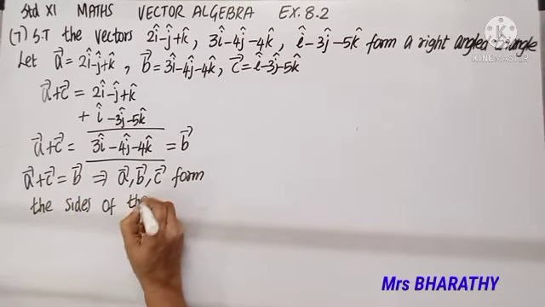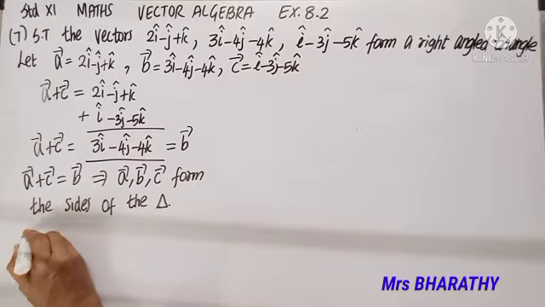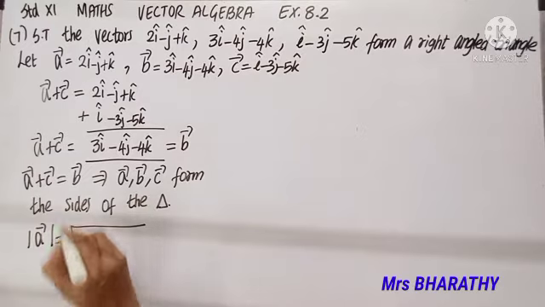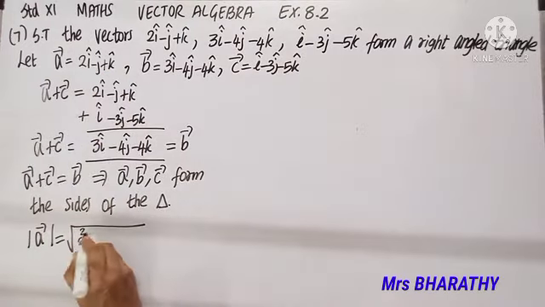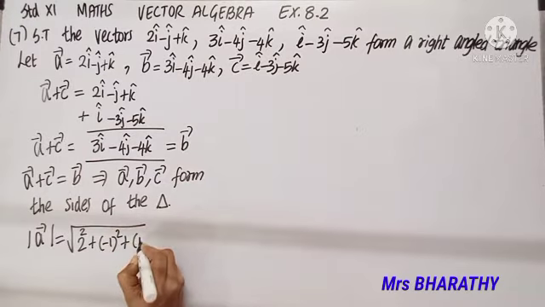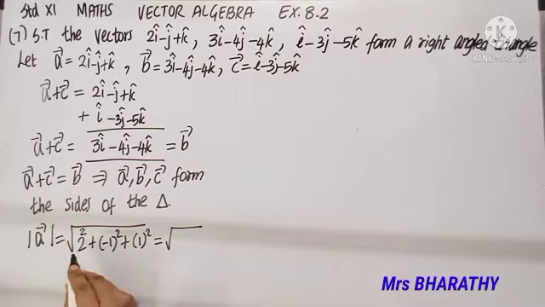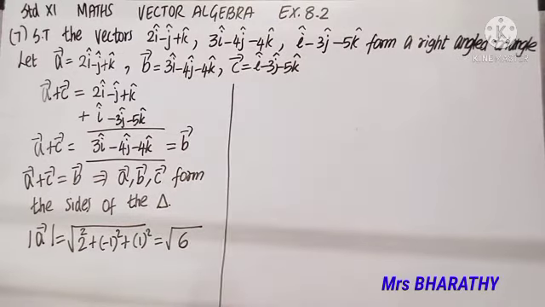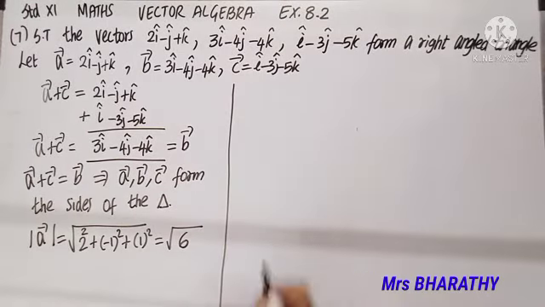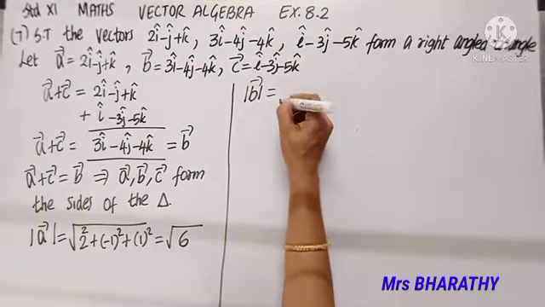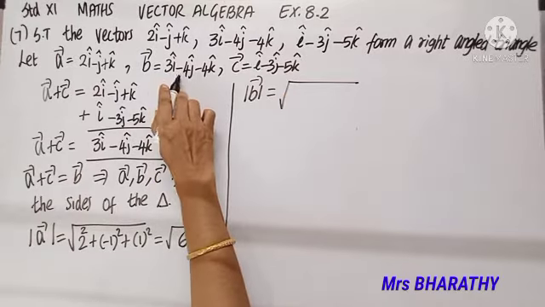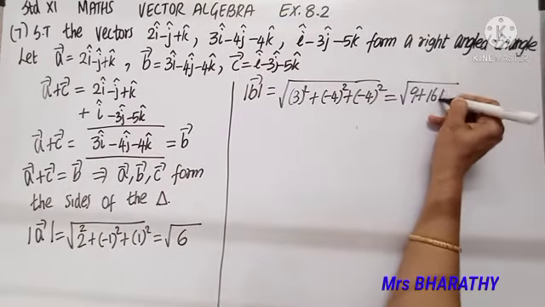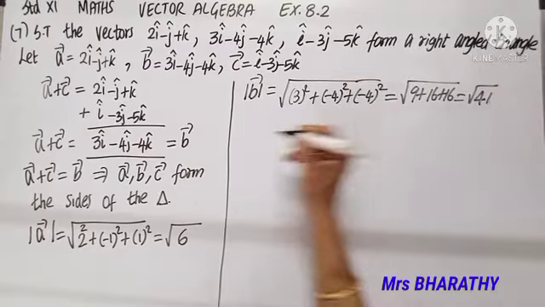Once I know the sides, let me find out the lengths of it. So what is modulus of A? It is squares to be added. 2 square plus minus 1 square plus 1 square. As I am simplifying, it is 4 plus 1 plus 1, that is 6. Square root, remember to write it. What is modulus of B? Again square root of 3 square plus minus 4 square plus minus 4 square. And my answer is 9 plus 16 plus 16, that is root of 41.